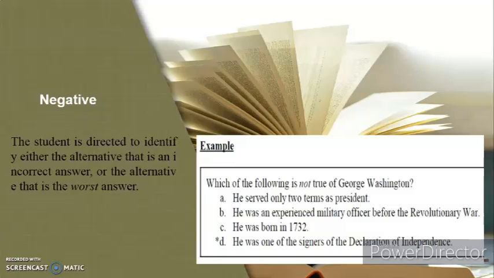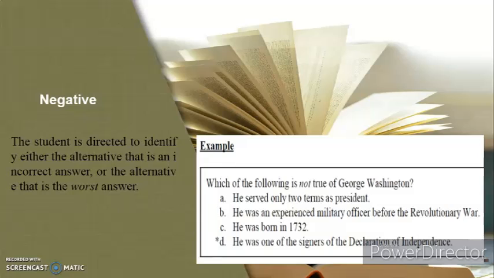Mbak Amel has explained about the two varieties of multiple choice items, single correct answer and best answer. And in this good opportunity, I will continue with the negative. Here, the student is directed to identify either the alternative that is an incorrect answer or the alternative that is the worst answer. The negative word should be placed in the stem, not in the alternatives, and should be emphasized by using underlining, italics, boldface, or capitals.